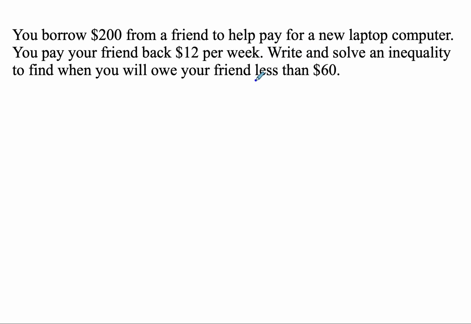Okay, so let's start with our inequality symbol here. It tells us it's going to be less than $60. Okay, so we're going to do less than 60. All right, we're borrowing $200 and every week we're giving $12 back to our friend. So we start with $200 and then every week we're going to subtract 12 from that to give it back to our friend. And then it's going to be less than $60. Okay, so now we're going to go ahead and solve it. I'm going to do a boom boom here. Make that a negative 12x.